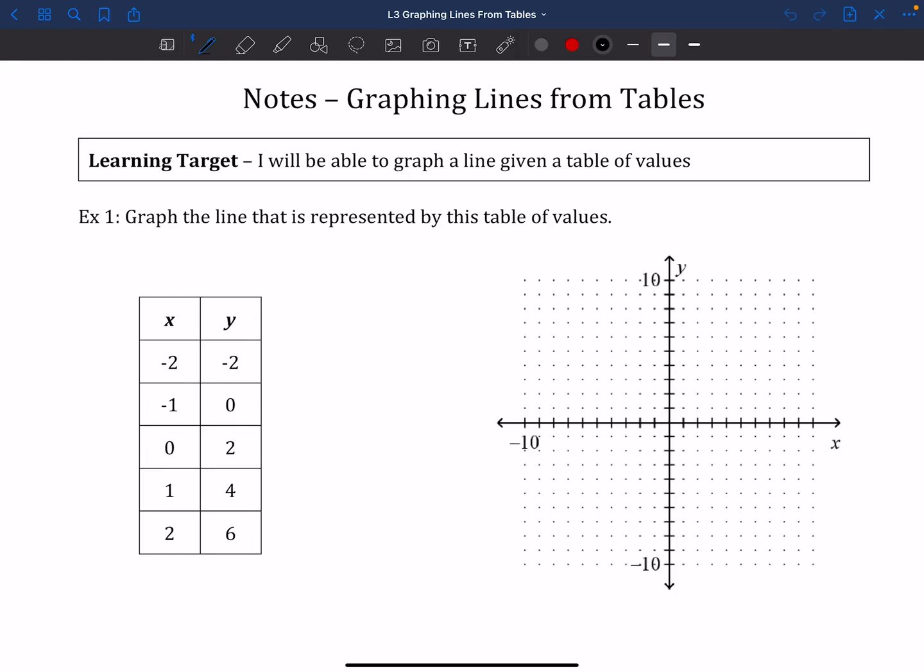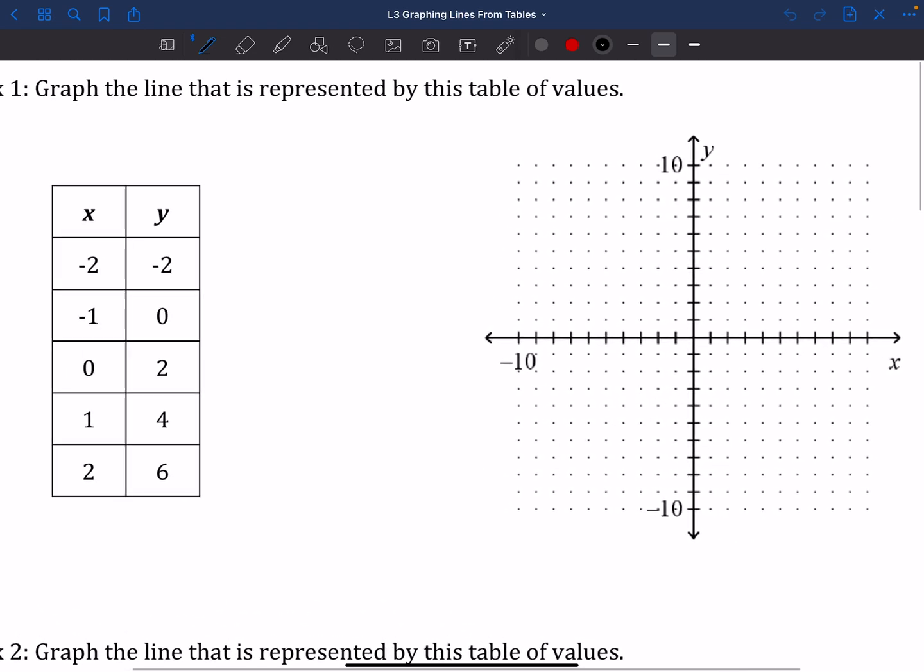Alrighty, hello again. Today we're going to talk about how to graph lines given a table of values, right? All a table of values really is, is just a different way to write a bunch of points. We've talked a little bit about how to graph points already, so let's just jump right in.